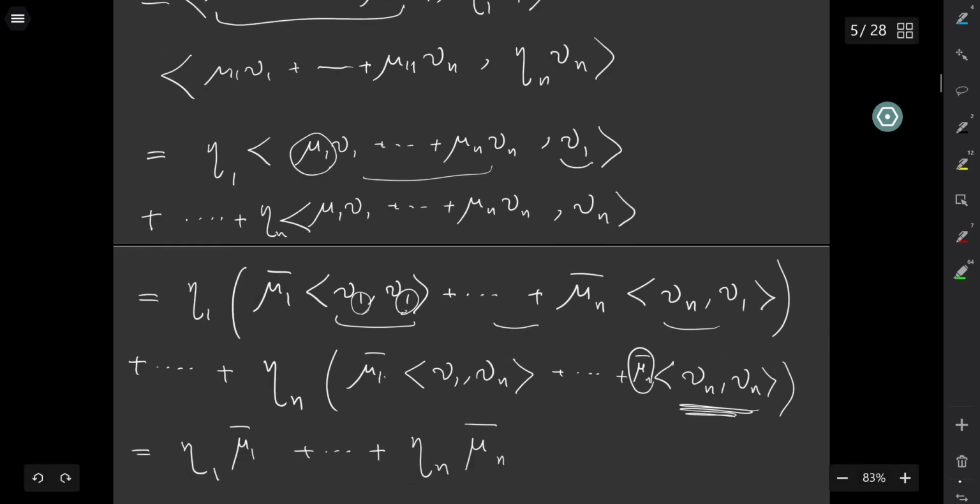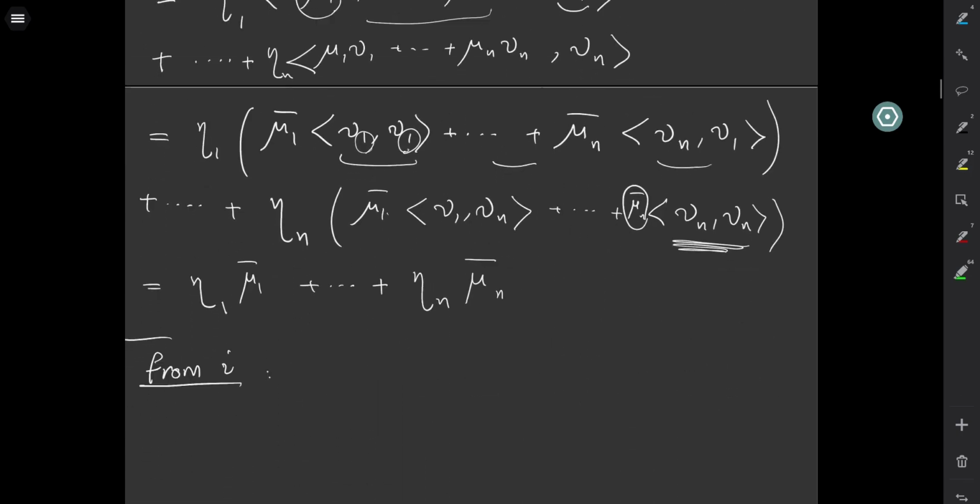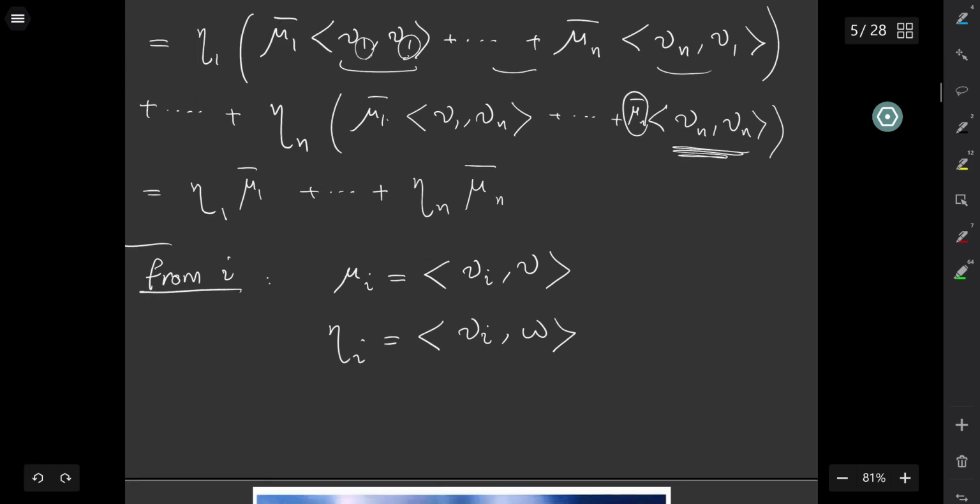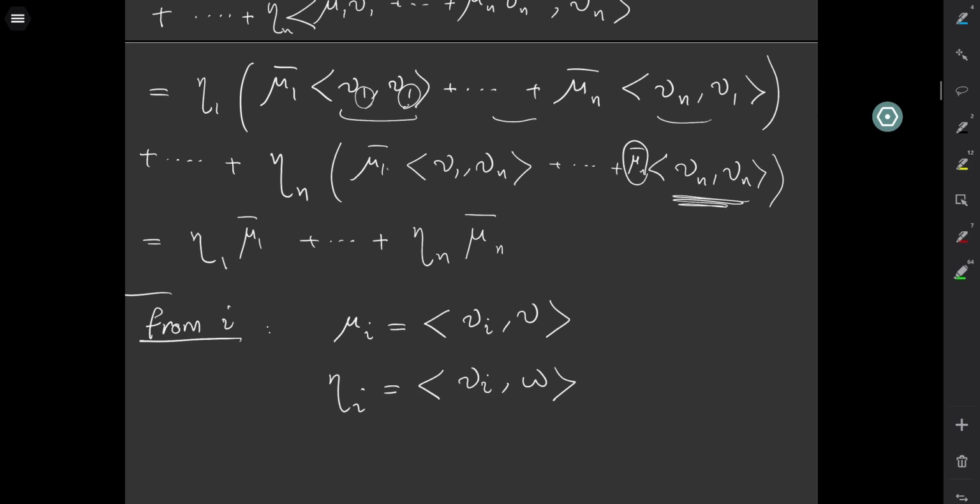And then, from before, we know that mu i is equal to the inner product of vi and v. So the coefficients of v in terms of vi were given as mu i, and the eta i are the coefficients of w. So can we find those? Okay, so that's all we want.